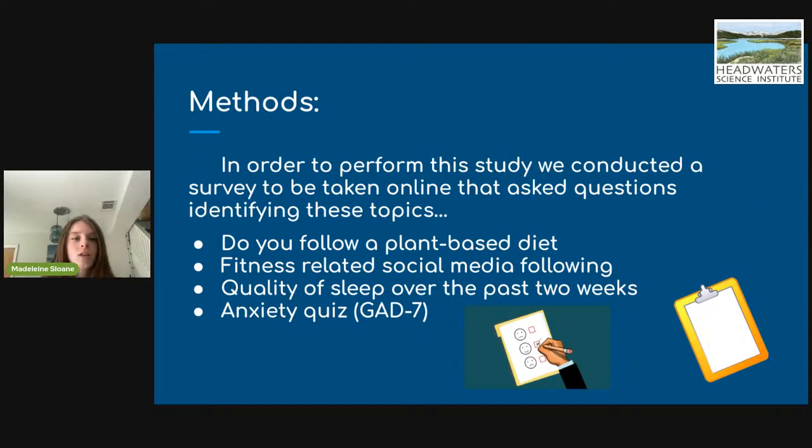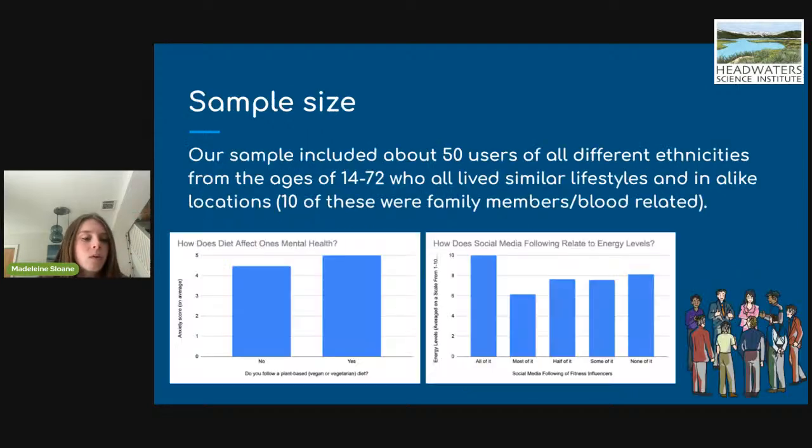In order to perform this study, we conducted a survey to be taken online that asked whether you're on a plant-based diet or not, and fitness-related questions, like the social media type you follow and whether it's fitness related, since those are primarily the people that target your health and food. And then your quality of sleep over the past 2 weeks. We also had people take a previously generated anxiety quiz and put their scores onto a data sheet. The scores were out of 21, so a higher score meant more anxiety than a lower one.